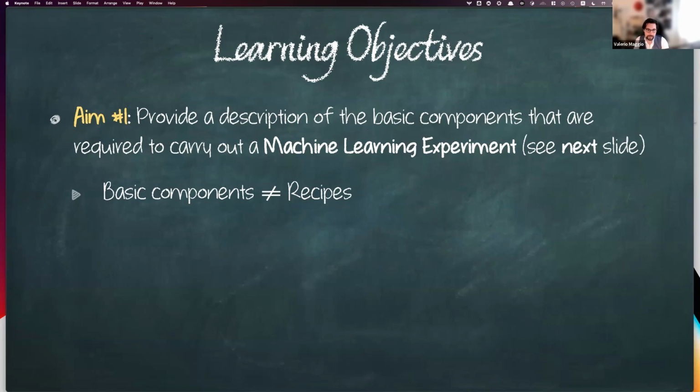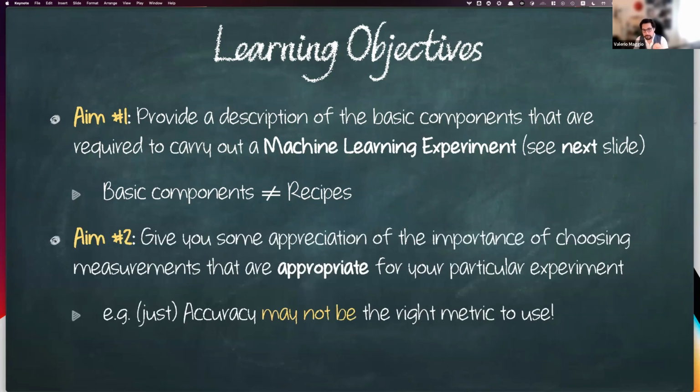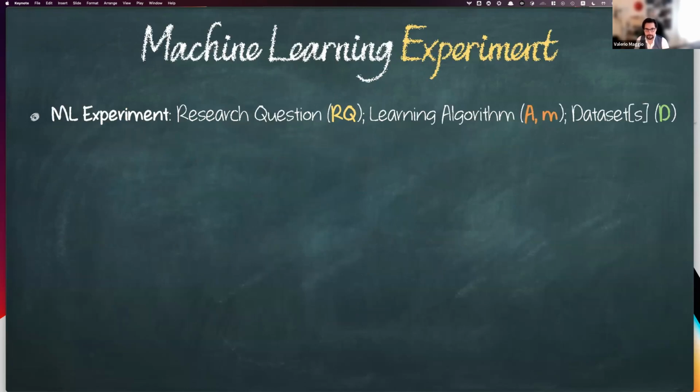The second goal is to give you some appreciation of the importance of choosing measurements in the appropriate way. In other words, sometimes just measuring the accuracy, which seems to be the most used metric, may not be a good idea, may not be the right measure to use. It's not always the case, and we'll see. We'll try to understand what's the point there.